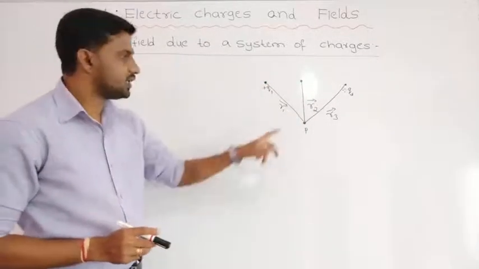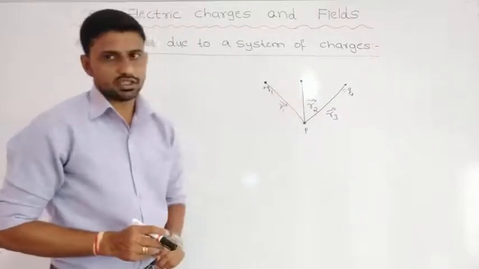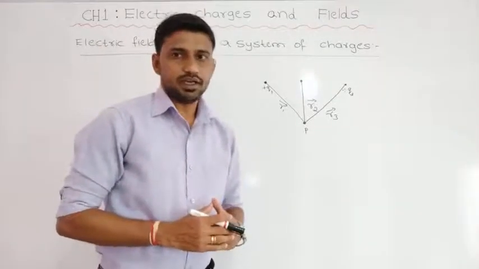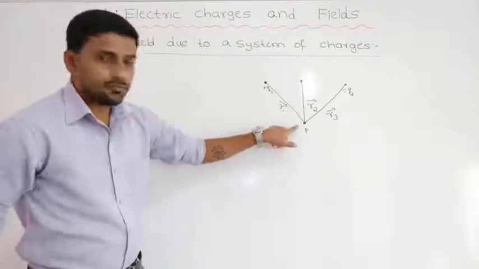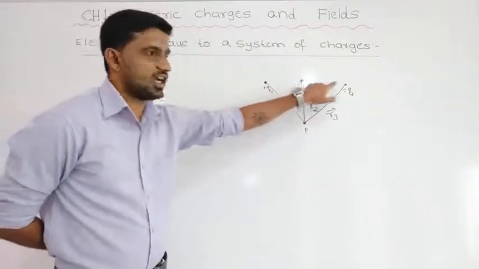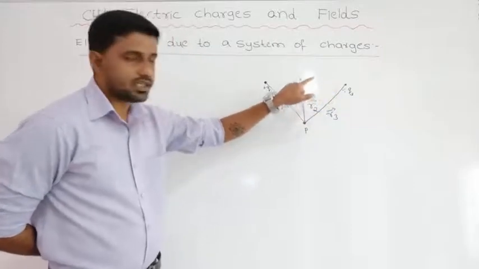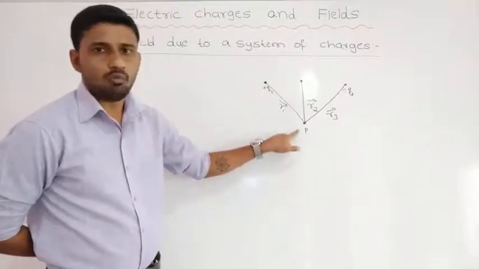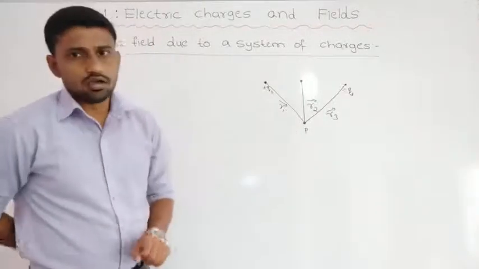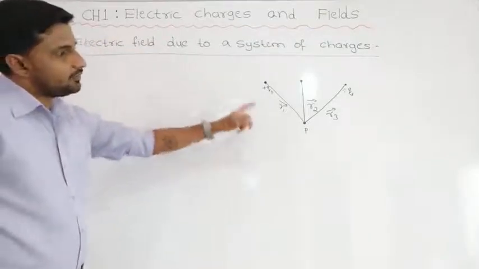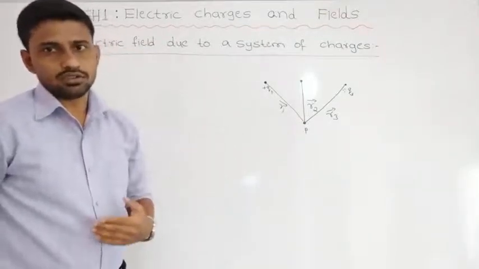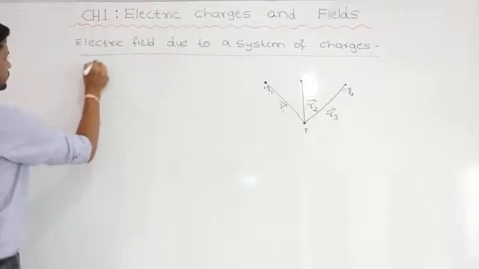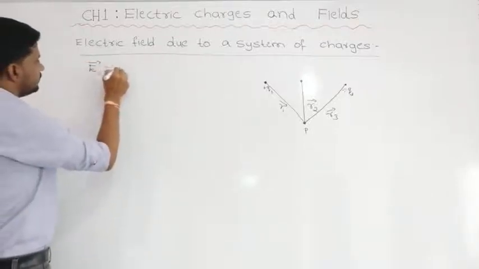To find the electric field at point P due to the system of three charges, I am using the superposition principle. The superposition principle tells us that the electric field at a point due to a system of charges is equal to the vector sum of the electric fields due to the individual charges at that point P. That is the way of finding the electric field at point P due to a system of charges. Understood?